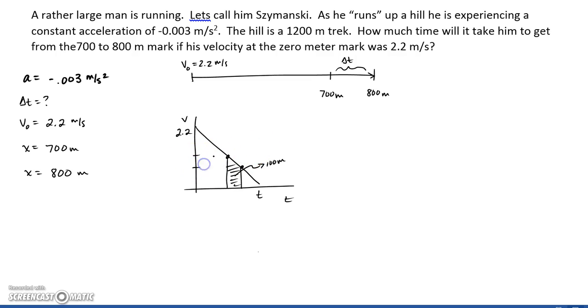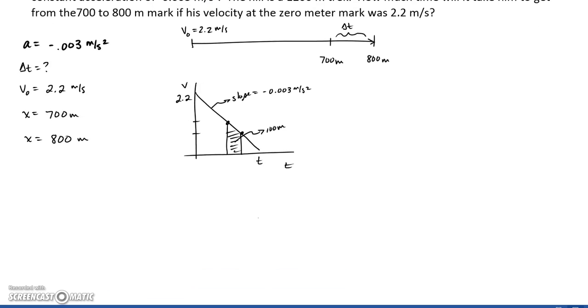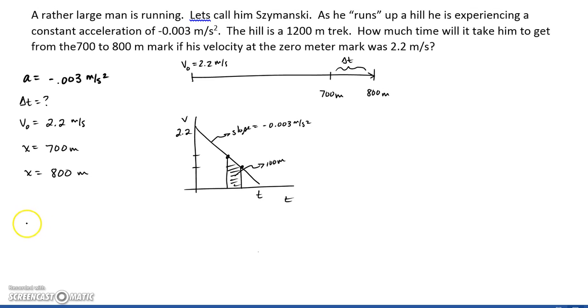Those are two separate velocities. It might be nice to know. But I do know that the slope is negative 0.003 meters per second squared. So this is kind of all the stuff I know. So based on this, it seems like I'm going to take a first stab at this by doing some displacement calculations. All right, so that's what I'm going to do right now.